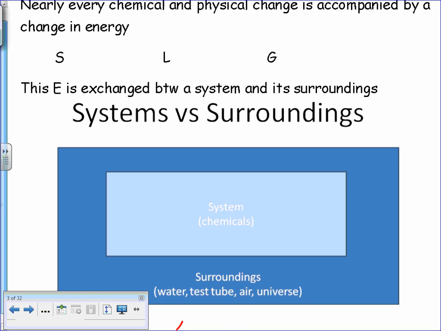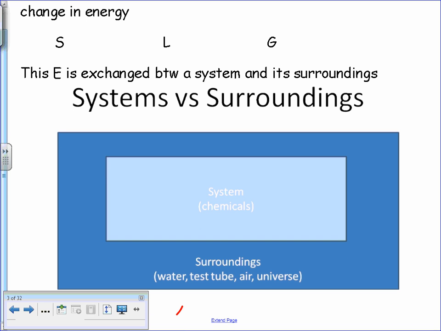All right, so here we have the basics of what is the system and what is the surrounding. I'm not going to do extreme detail here. The stuff we're studying is called the system. The stuff we're not studying is called the surroundings. It surrounds the system. Together these encompass the entire universe.